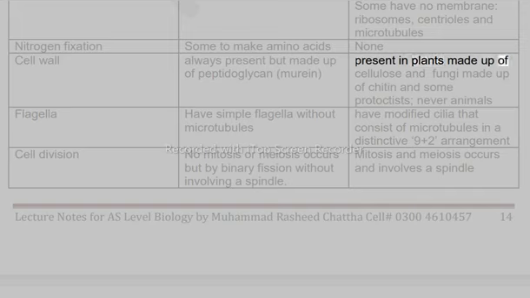In eukaryotes the cell wall is present in plants, made up of cellulose, in fungi, made up of chitin, and in some protoctists, never in animals. Flagella: prokaryotes have simple flagella without microtubules; eukaryotes have modified cilia that consist of microtubules in a distinctive 9+2 arrangement. Cell division: in prokaryotes no mitosis or meiosis occurs, but binary fission without involving a spindle. In eukaryotes mitosis and meiosis occur and involve a spindle.